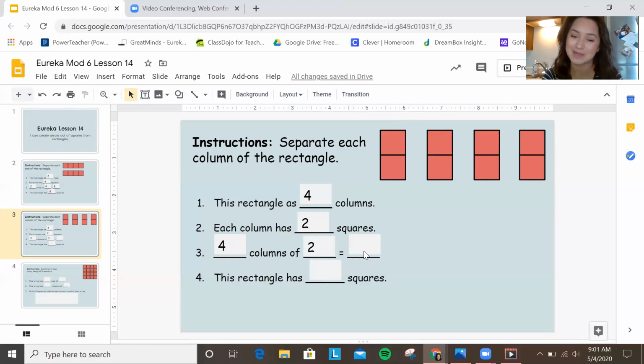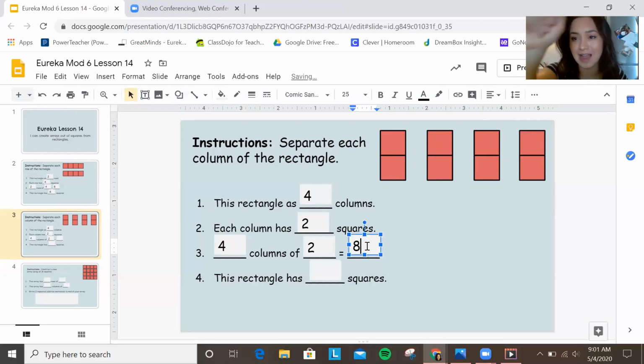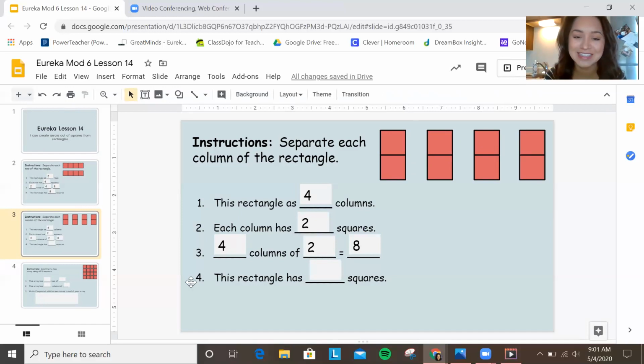If I make a mistake like that, try to knock on your screen. Say, Miss Daly, Miss Daly. Sometimes teachers make mistakes too. That's okay. That's okay. All right.